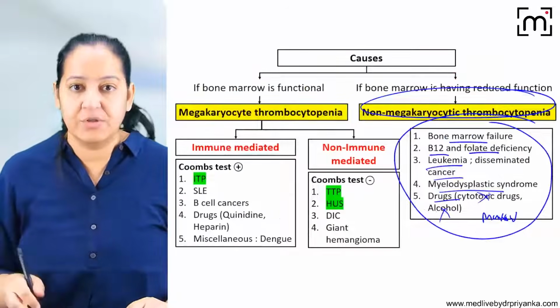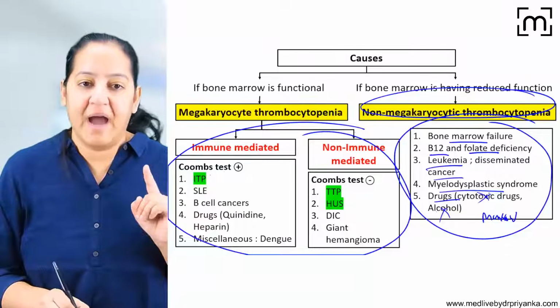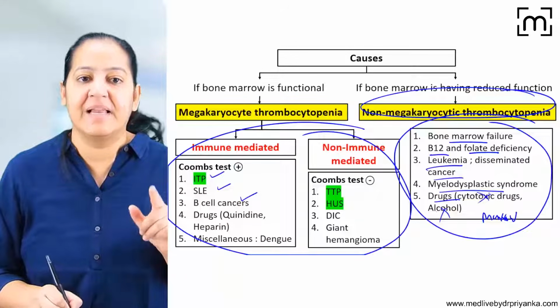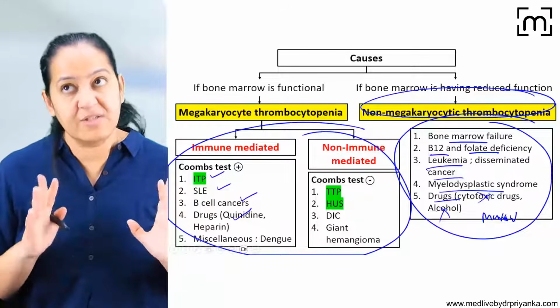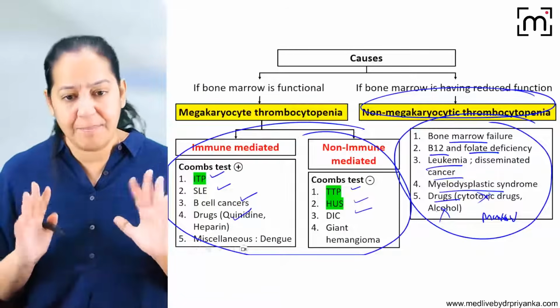So who is this agent? So these are the agents. There are various causes. There can be ITP, SLE, B cell cancer, drugs causing destruction of the platelet in the blood. Or there can be TTP, HUS, DIC. So there are many causes.